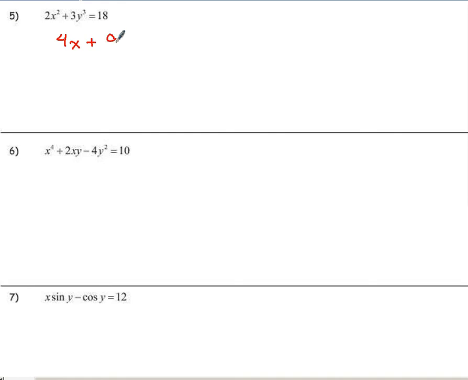Add on derivative of 3y cubed. That'd be 9y squared. Took the derivative of y, so need a dy/dx. That equals derivative of 18. That's a constant, so that goes to 0.